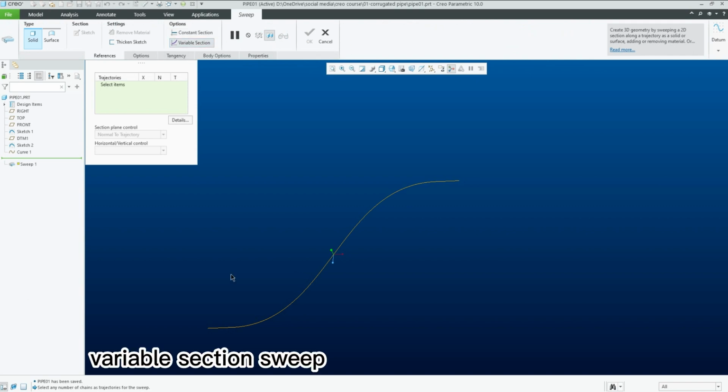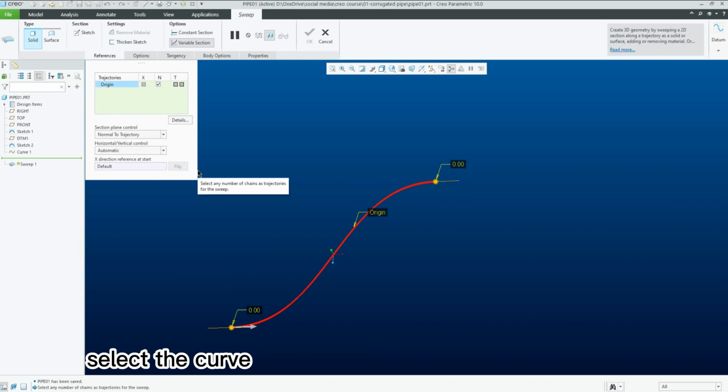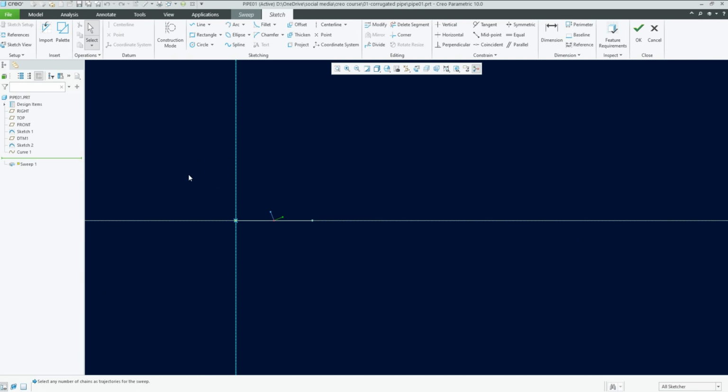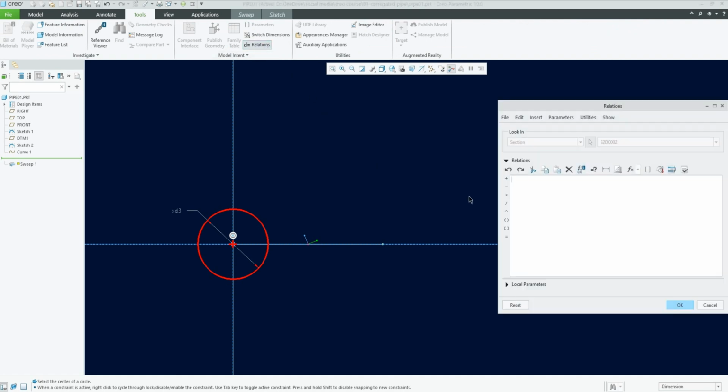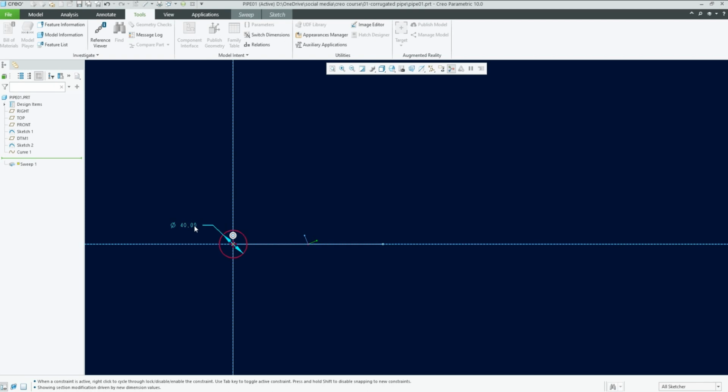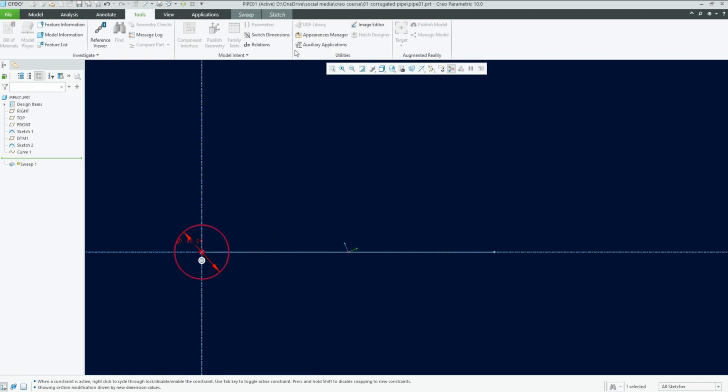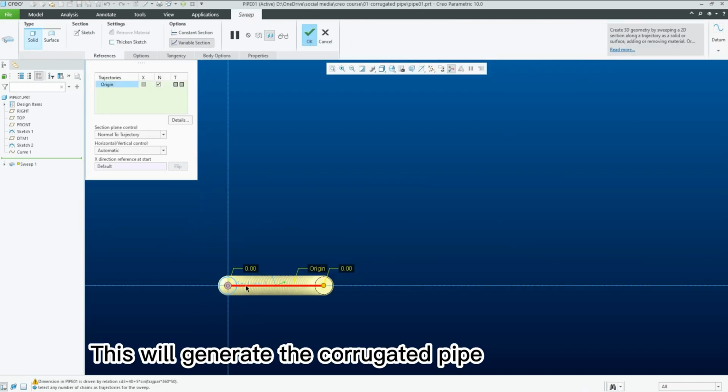Sweep. Variable section sweep. Select the curve. Sketch a circle. Relation. Enter the following equation. This will generate the corrugated pipe.